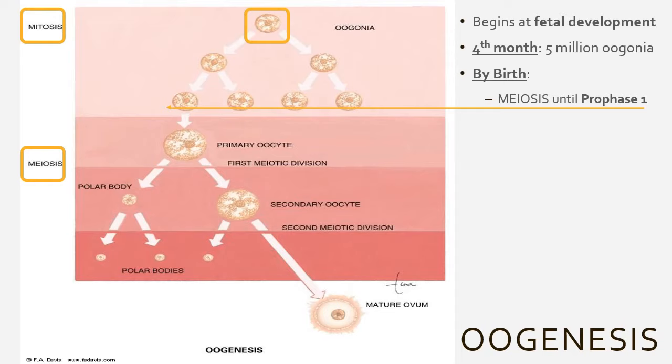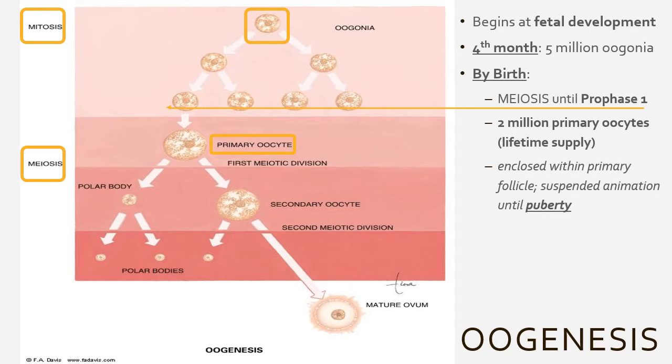Meiosis, however, stops during the first meiotic division at prophase 1. That would mean that the female already has around 2 million primary oocytes at birth. It is theorized that this will already be her lifetime supply of oocytes, and these primary oocytes will become enclosed by a single layer of cells that will form the primary follicle. These oocytes will then remain in suspended animation until the girl reaches puberty.